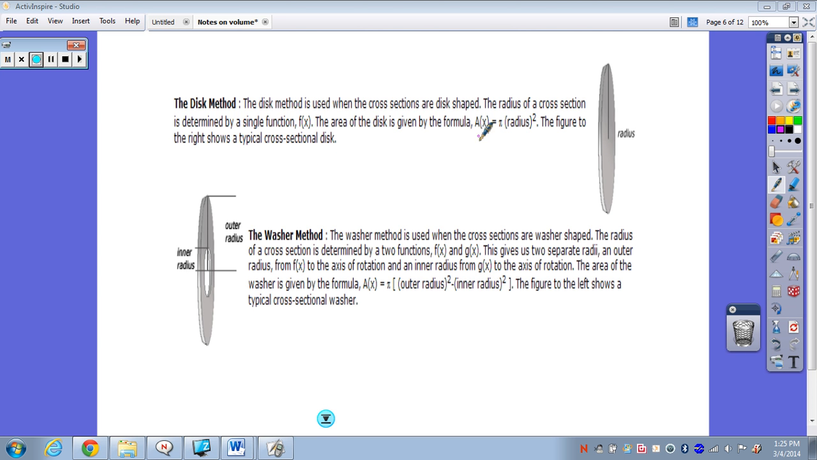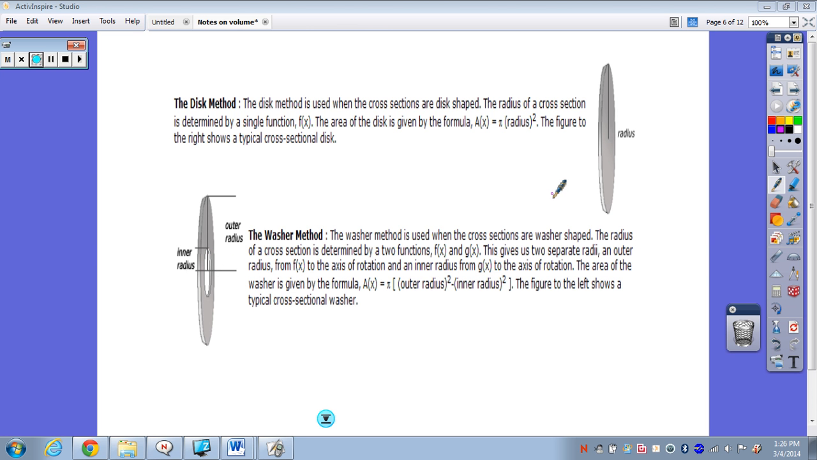The area of the disk is pi r squared, and then to get the volume we take the area of a circle and multiply by the width, which is dx or dy, and that's what we did in the last video. In this video, we're going to do the washer method, which means we're going to rotate two curves and there's going to be a hole in the middle.